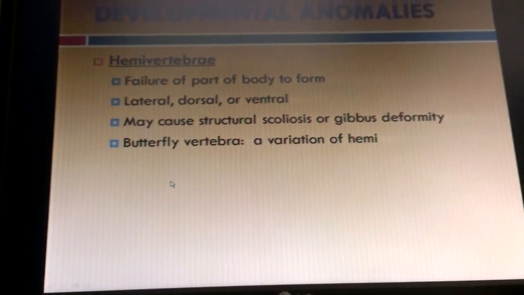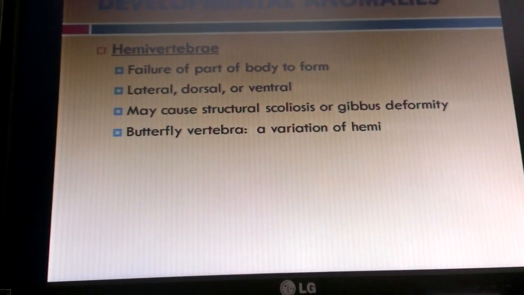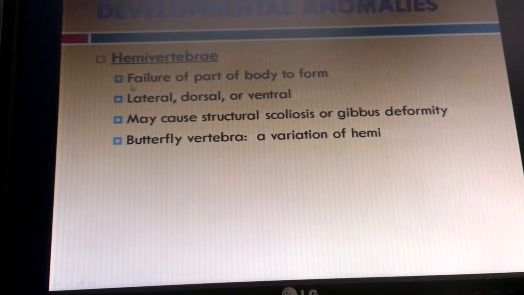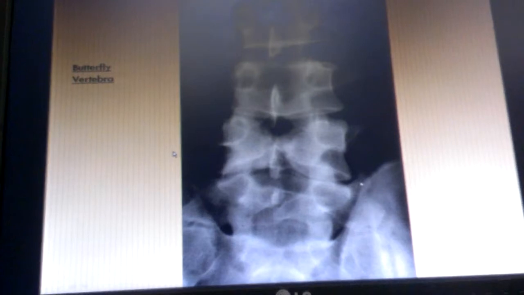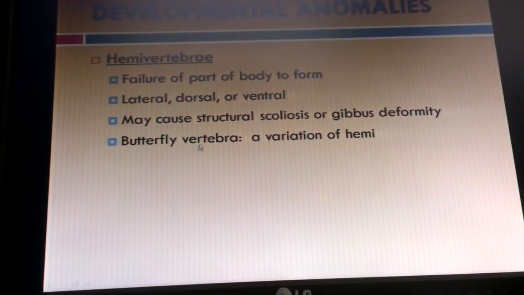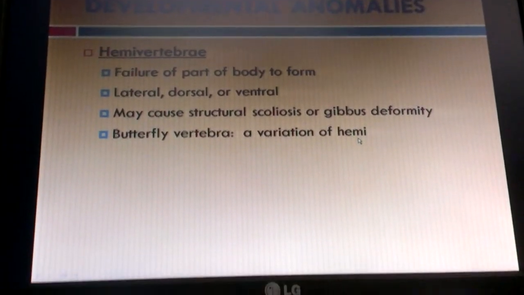Hemivertebrae, usually it's the lateral aspect, not that it couldn't be the anterior aspect of the vertebral body or the posterior aspect or some other elements. So, but this is the most common. And this is maybe where some people are getting confused. The butterfly vertebra is kind of a variation of the hemi, but it's not the same thing.